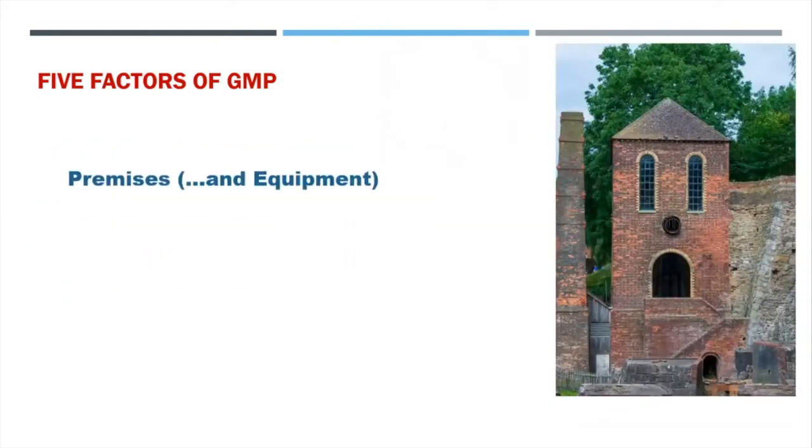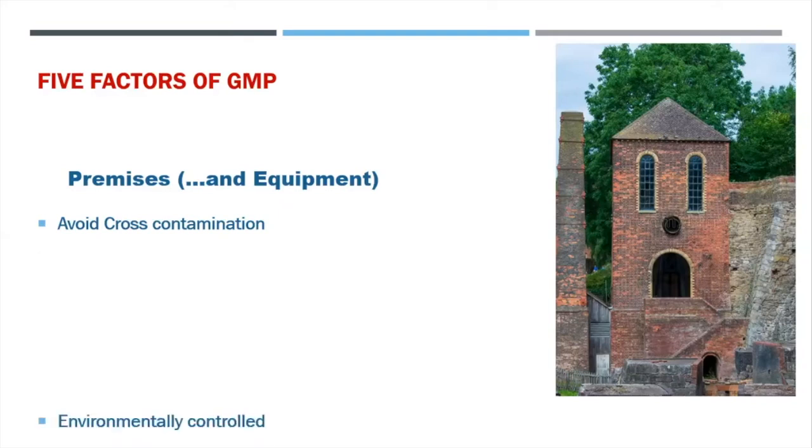Premises and equipment. Avoid cross-contamination. It has to be aesthetically good. And obviously there are a lot of things like environmental conditions that have to be under control, especially designed so they can avoid cross-contamination.